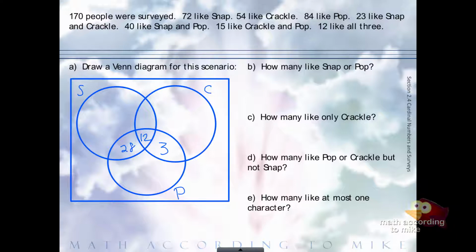And now we have Snap and Crackle. Snap and Crackle needs to add up to 23. Snap and Crackle is this vertical leaf shape. It has to add up to 23. We already have 12 accounted for. So how many more do we need? We need 11.